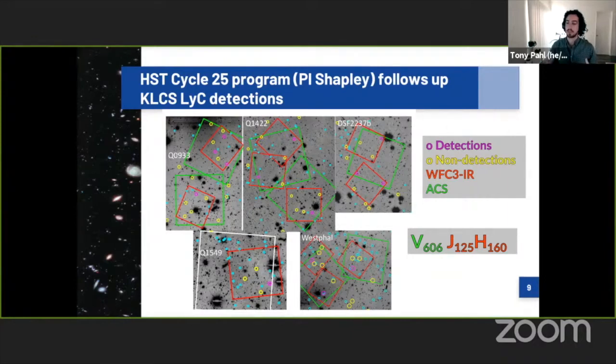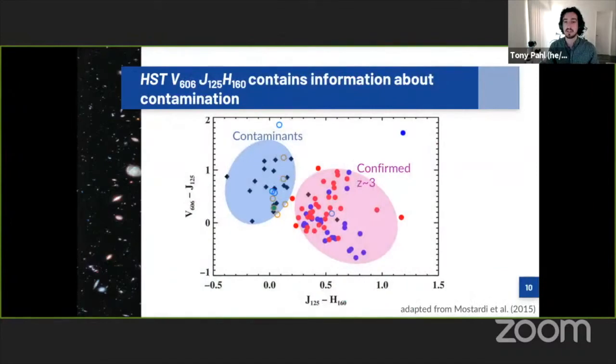So you'll see that we observed in 3 different filters, the V, J, and H filters. And the reason we chose these filters is because these filter sets seem to contain information about contamination. So here you can see a VJH color diagram of some subcomponents. This is from Robin Mazzucchelli's work again. And you can see in the upper left, these subcomponents of her Lyman continuum detections that were predicted to be contaminants based on photometric redshift fitting are in the upper left of this diagram, while the confirmed redshift 3 components are on the lower right.